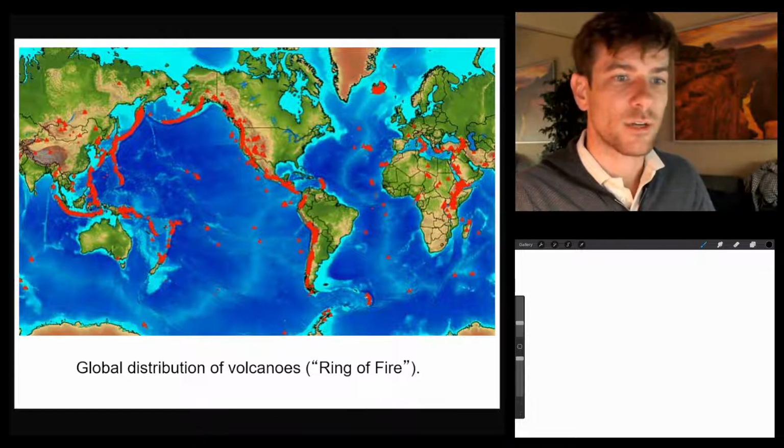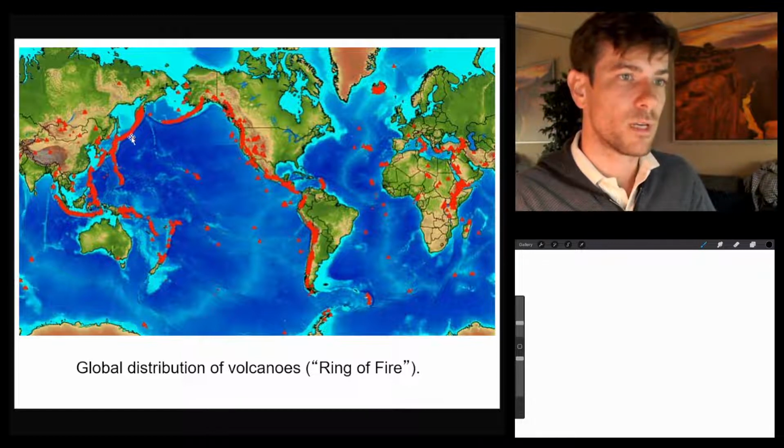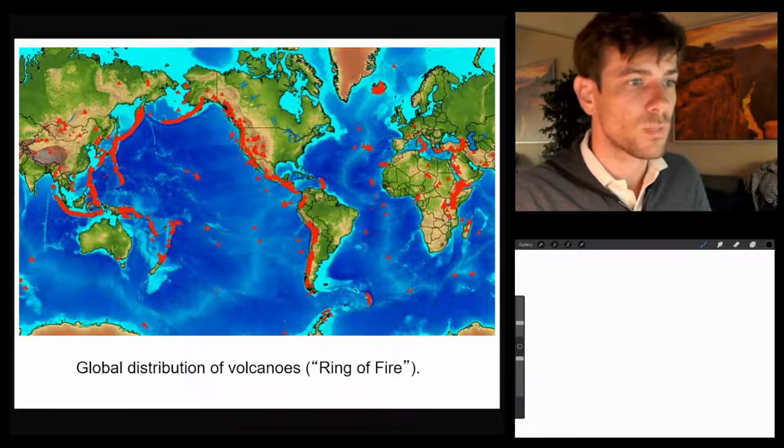Okay, and so it says down here, this ring of fire is a term that people use to refer to the margin of the Pacific plate, or just the rim of the Pacific all the way around. That's because it's rimmed by volcanoes, and there's a reason for that.